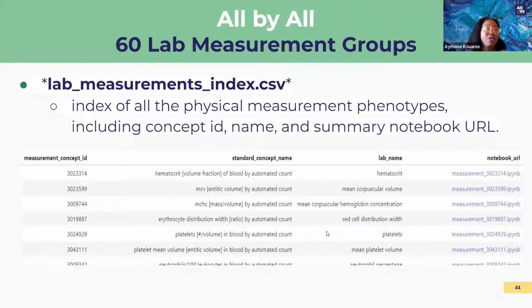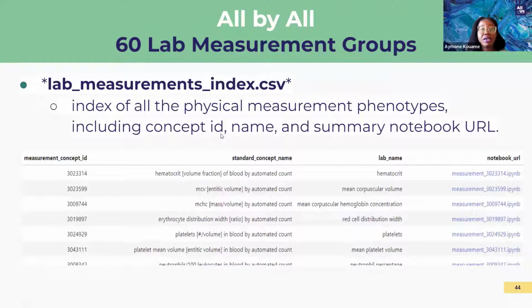For the lab measurements, it's a little bit different. Yes, we still have the index table that has the concept ID, the name of the lab, and then the summary notebook, as well as the lab group that particular concept ID belongs to. And we have in total 60 lab groups.